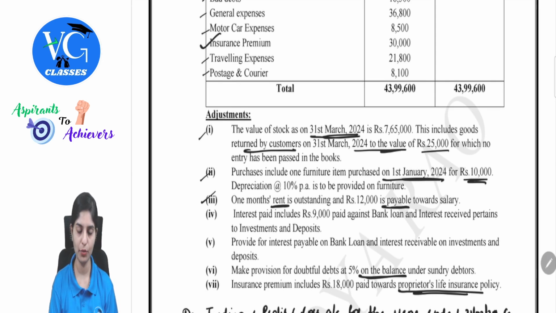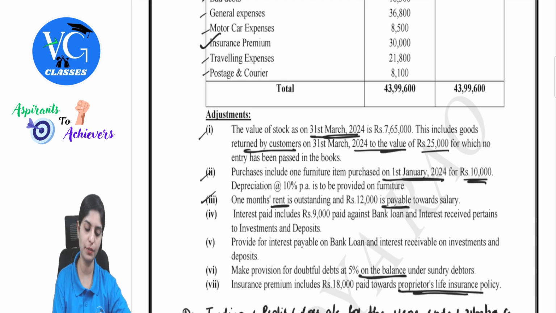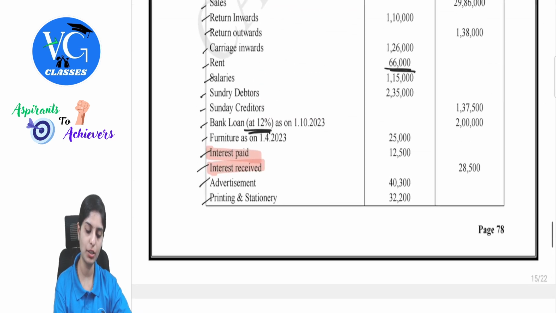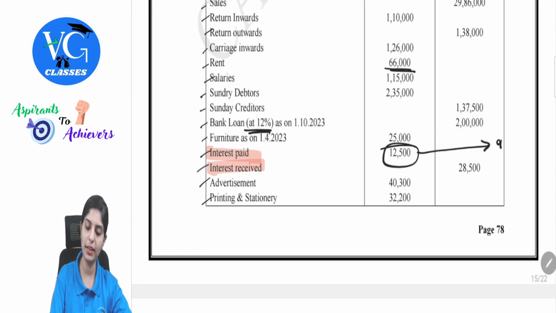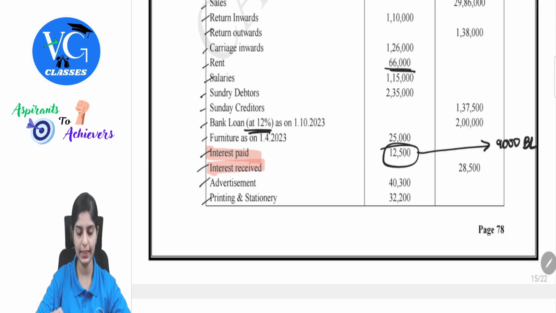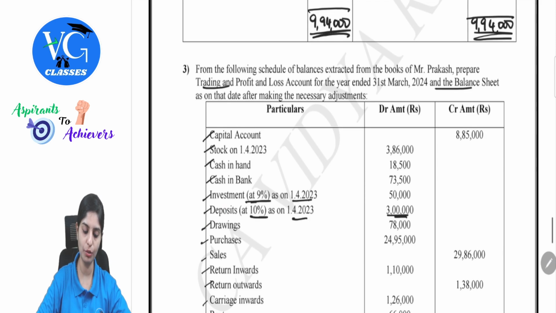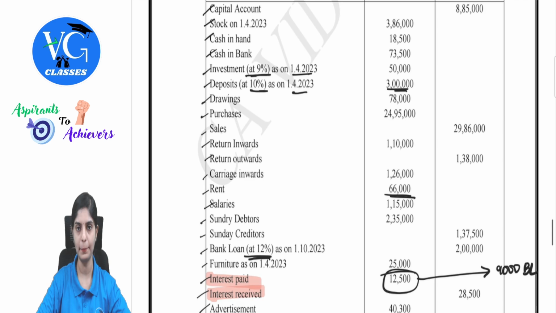1 month's rent is outstanding. We have also considered that. Next point is very important. Understand this carefully, guys. Interest paid includes 9,000 paid against bank loan, and interest received pertains to investments and deposits. First, let's focus on interest paid. What is the total interest paid? It is showing 12,500. Out of this, they are telling 9,000 is paid towards the bank loan. Clear? Now come to the bank loan value. What is the bank loan amount? 2 lakh. Bank loan is borrowed on 1st October. Your year is ending on 31st March 24.